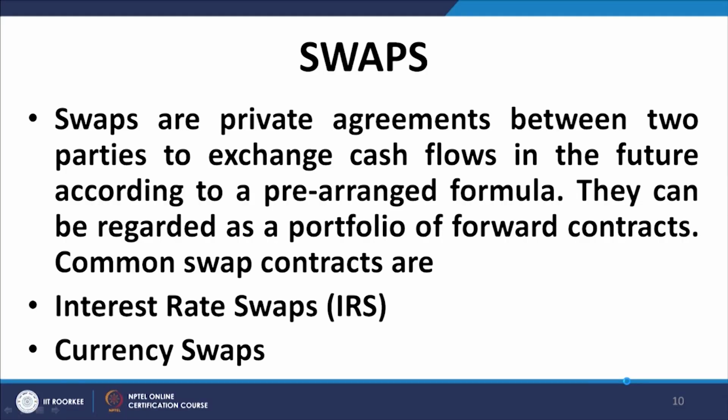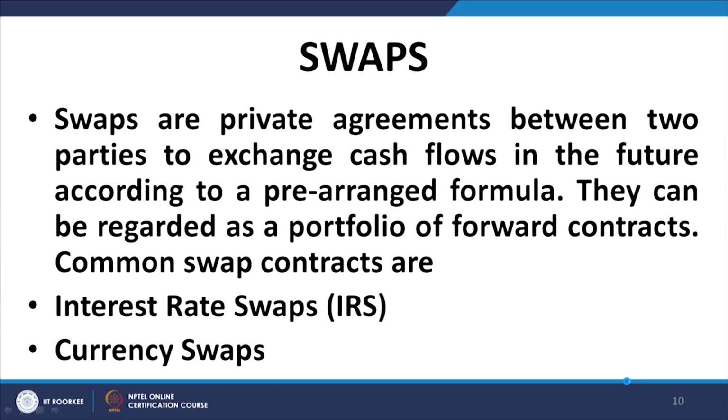Finally, the fourth type of derivative that I will briefly discuss is swaps. I gave an example of a fixed rate floating rate transaction. That was a typical example of an interest rate swap. A swap involves an exchange of cash flows between two parties. It can be considered as a series of forward contracts, as a sequence of forward contracts.